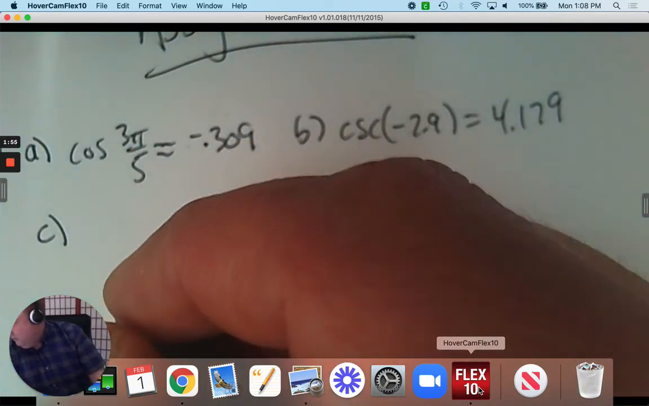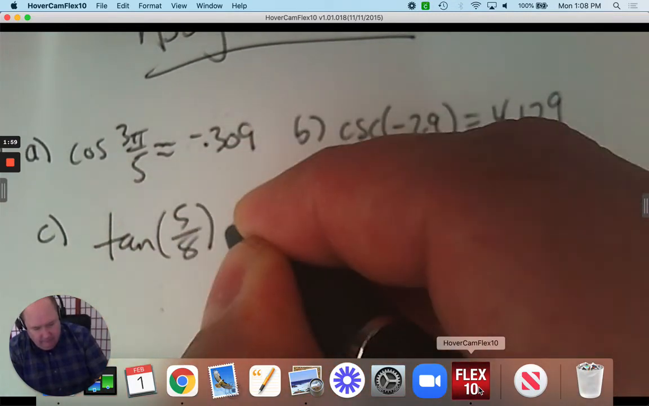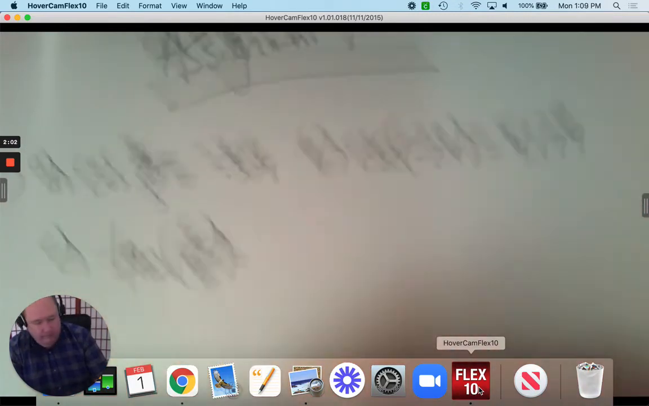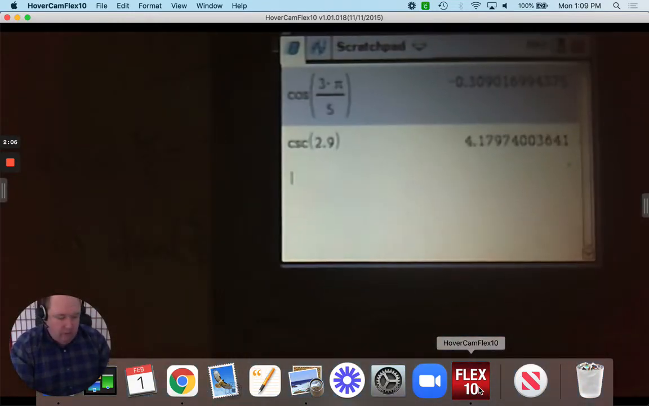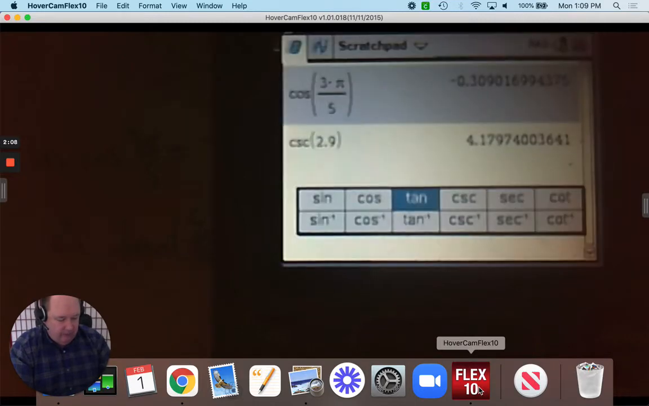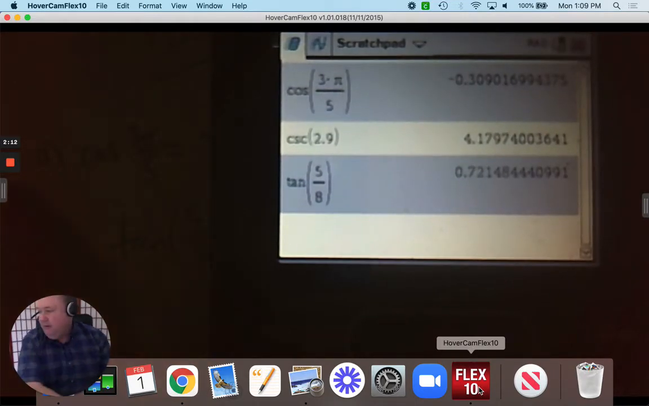C is what? Tangent 5 over 8. So trig tangent 5 over 8, 0.721.